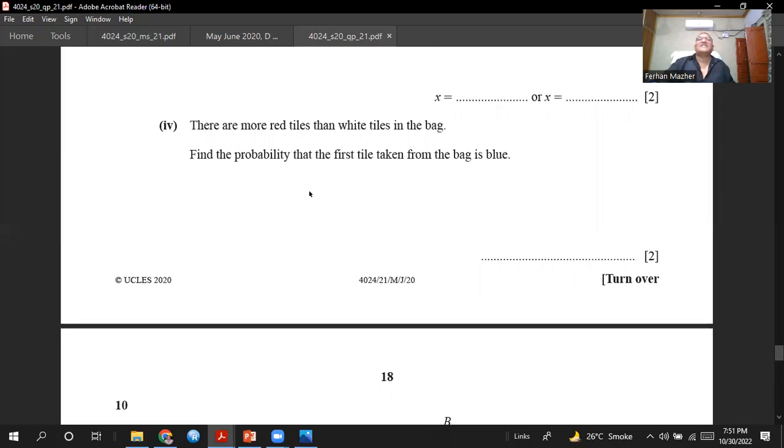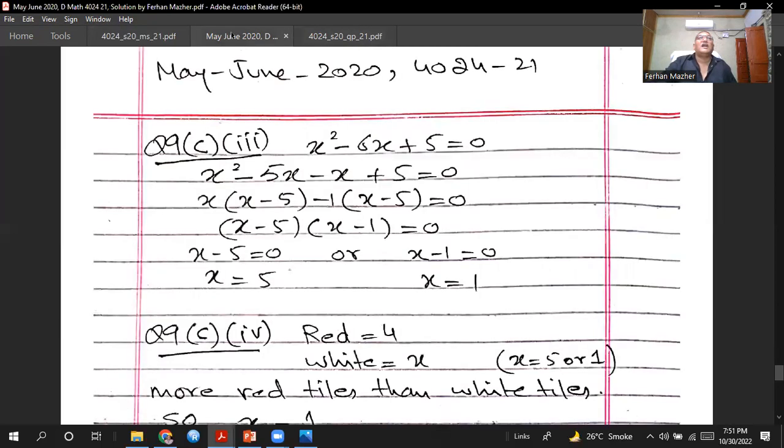So there are two values of x you have. One value is 1, the other value is 5. So it means the white tiles are 1 or white tiles are 5. But they said that the red tiles are more than the white tiles, and the red tiles are only 4. So you cannot take 5, because if the white tiles are 5, that condition will not be satisfied. So the red is 4, the white is x. There are two values, so I will take only 1.